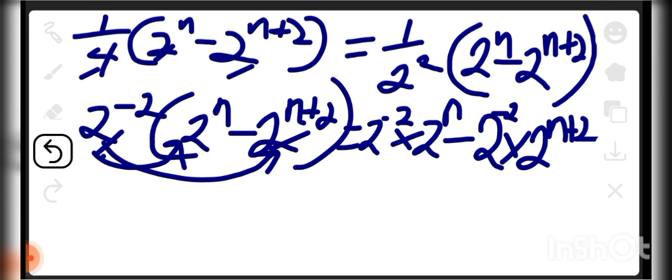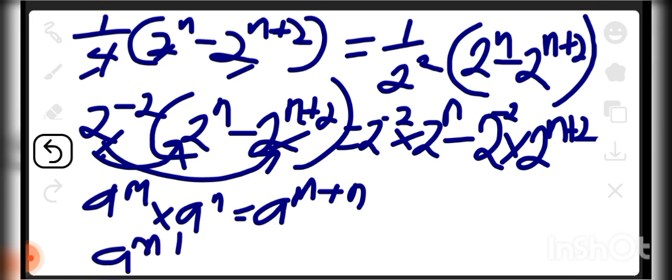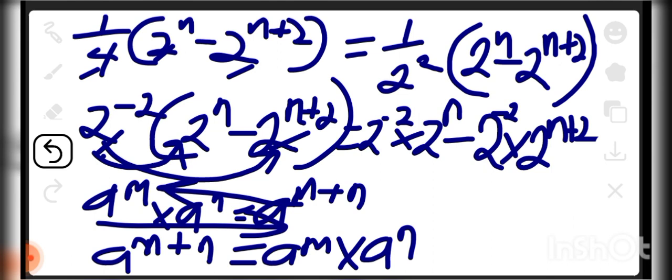So now I want to apply another rule of indices. What is the rule? Look at the rule. If I have a raised to power m times a raised to power n, it is a raised to power m plus n. The same way this is equal to this, we can also write this as equal to this. You can do it interchangeably. So that's what I'm trying to say.